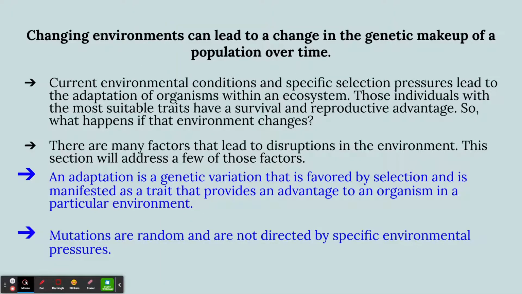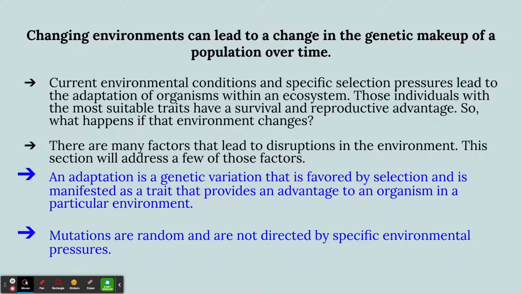All right, next we're going to talk about disruptions in ecosystems. So we know that changing environments can lead to a change in the genetic makeup of a population over time. If the environment's changing, fitness and what is an adaptation for that environment is going to change. An adaptation is a genetic variation that's favored by selection, and it's manifested as a trait that provides an advantage to an organism in a particular environment. So what's an adaptation in one environment can change drastically if the environment changes in any way, shape, or form.